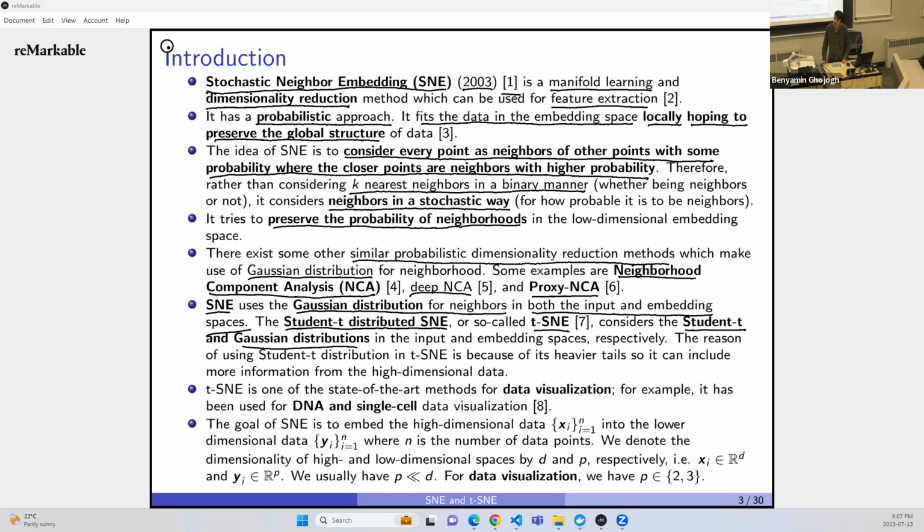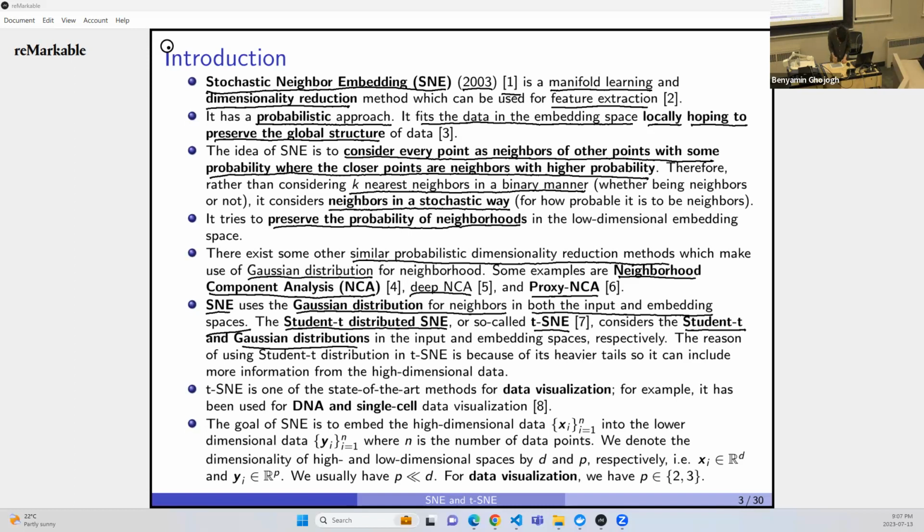The student t distribution is one of several distributions, such as the gamma distribution and beta distribution. A student t distribution is one of the distributions whose special case is the Cauchy distribution. We will see what the t distribution is. So it's one of the distributions.